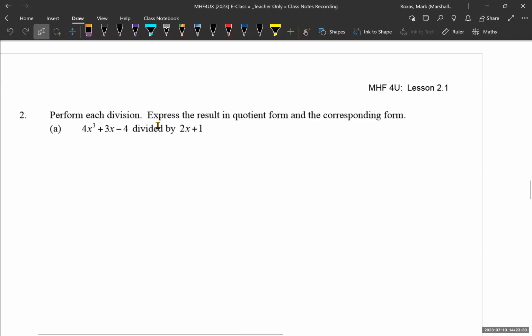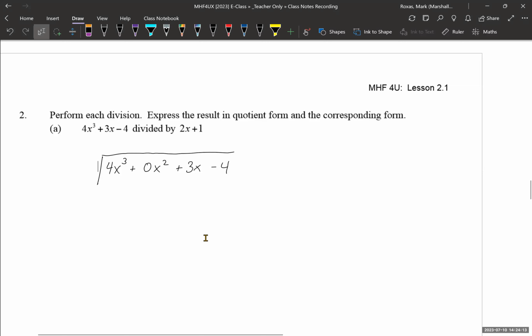Number 2, perform each division, express the result in quotient form and the corresponding form. So 4x cubed plus 3x minus 4 divided by 2x plus 1. So let's write down the polynomial, 4x cubed. And this time I'm going to put in a 0 term for the x squared term. So 0x squared plus 3x minus 4. Now that's important. Every degree of x term has to be represented. You can't skip. So if there is no x squared term, you got to throw it in there and just say it's 0x squared. Otherwise, the polynomial division algorithm just wouldn't work correctly.